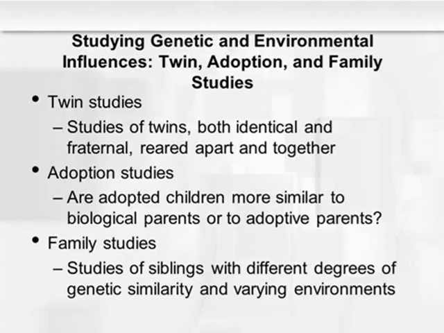Twin and family study. Studying genetic and environmental influences: twin, adoption and family study. In twin study, twins, both identical or fraternal, are reared apart and together. Adoption study: are adopted children more similar to biological parents or adoptive parents? Family study: study of siblings with different degrees of genetic similarity and varying environments.